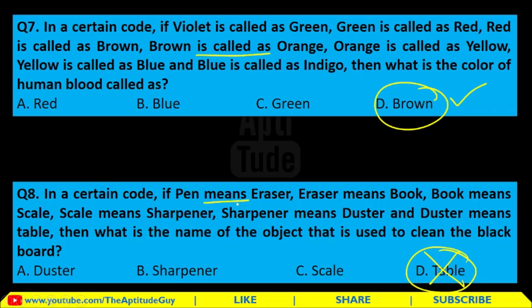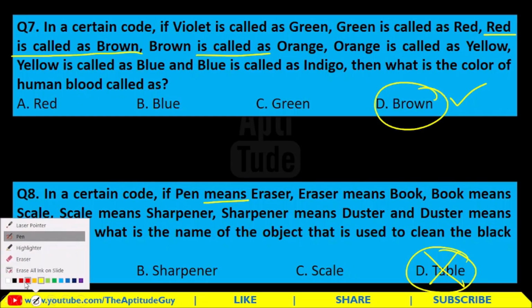So first, before telling the differences between the two, let me first discuss the 7th question in case you did not get the correct answer. The question is, what is the color of human blood called as? Now, human blood is red in color, and in the question they have clearly mentioned red is called as brown. So the color of human blood is now called as brown. Please note that this does not mean the color has changed. The color is still red.